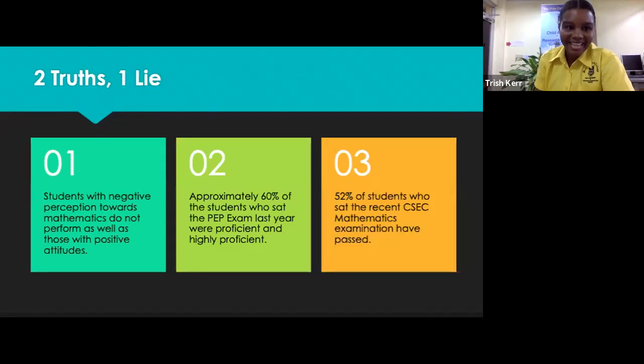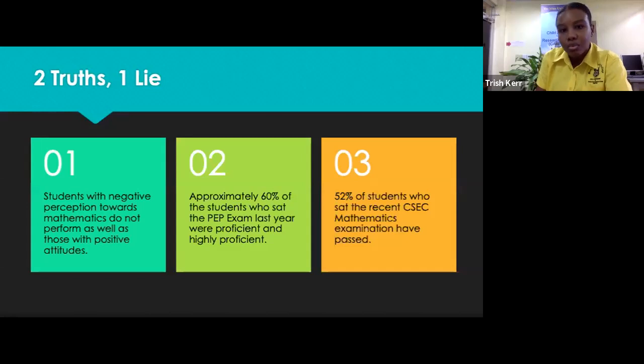Number 1 states that students with negative perception towards mathematics do not perform as well as those with positive attitudes. And research has proven that over and over, that your perception of math affects the way you perform. Number 3 states that 52% of the students who sat the recent CSEC mathematics examination have passed, and that is true. While the number might seem more than 50, it is really showing a grim future, as so many of the students are not doing well in math.